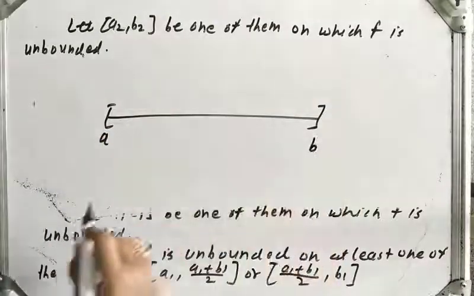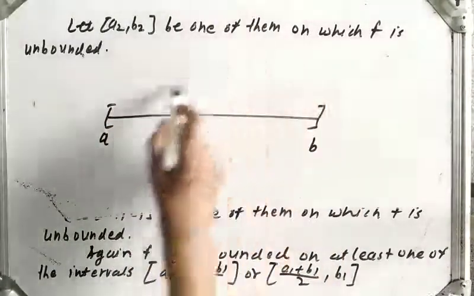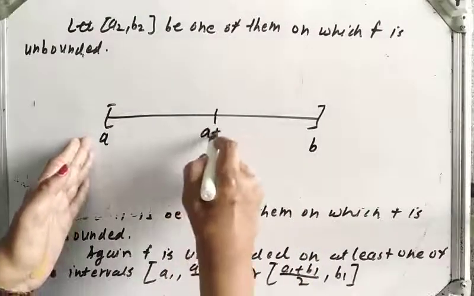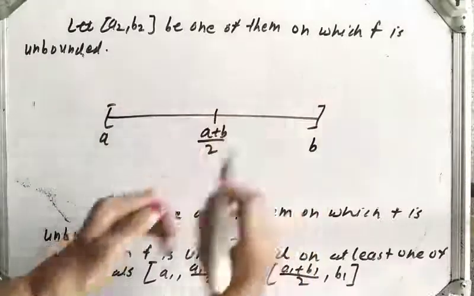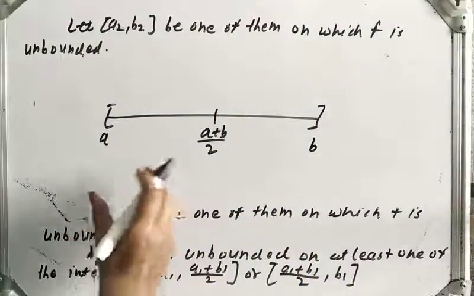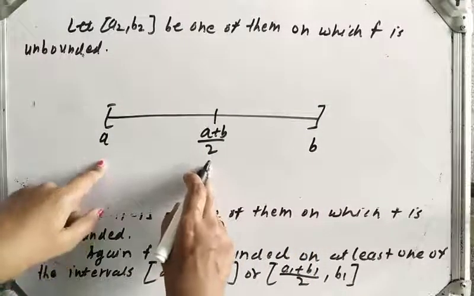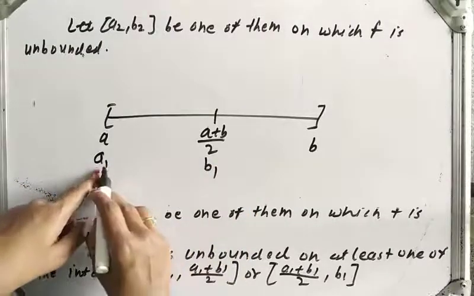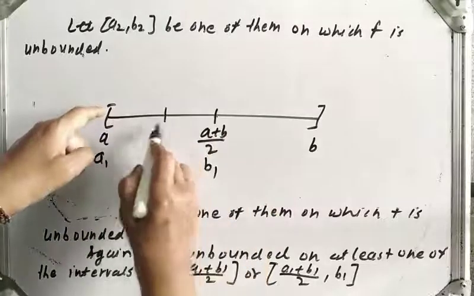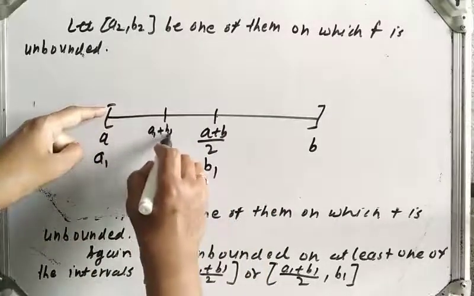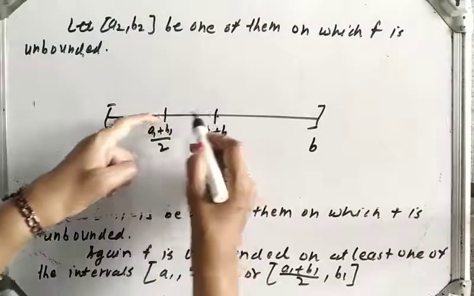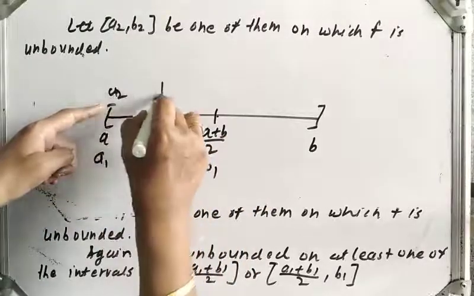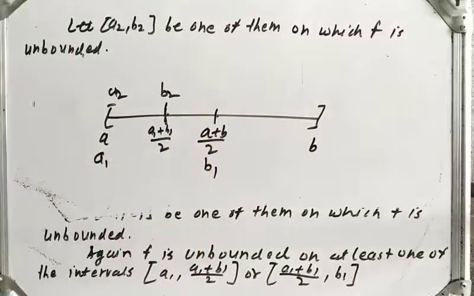What we are doing, I am saying it once again. Some function f is unbounded on the interval AB. So unbounded on this means unbounded on this interval or this. Let us consider it is unbounded on the left half; let us give it the name a1 b1. Now the function is unbounded on a1 b1, meaning it is unbounded on the left half or the right half. Let us assume it is unbounded here, so let us give it the name a2 b2.